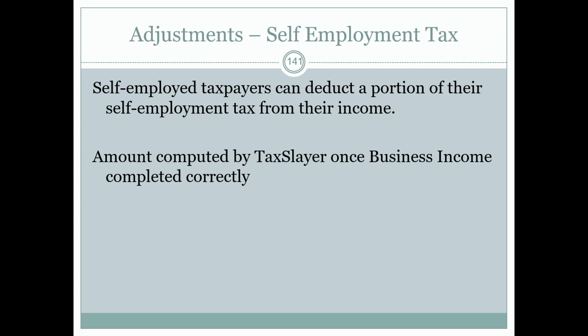Another adjustment that a taxpayer is entitled to is the self-employment tax. Self-employed taxpayers can deduct a portion of their self-employment tax from their income. But no worries, once the business income is entered, TaxSlayer will compute this automatically for the taxpayer. And this can be found on Schedule 1, line 14.